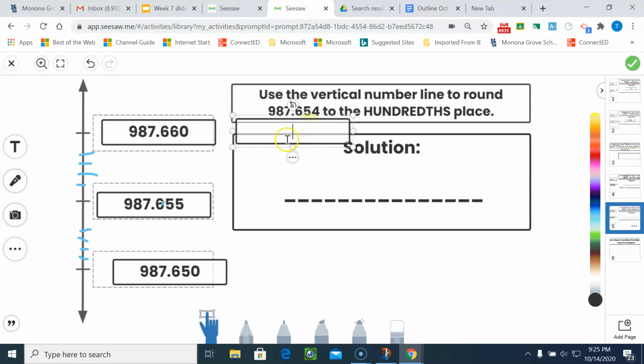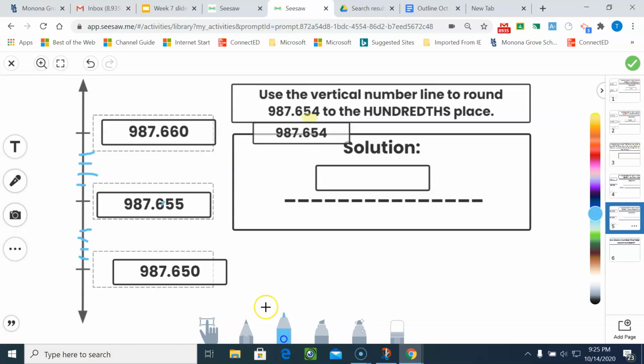You will then make a text box. You're going to take that text box and put our original number in, 987 and 654 hundredths. Shrink it down and figure out where on our number line it would be, and then your answer is going to be one of these two. Are you going to round back and keep it at the 65, or are you going to round up? Okay, so you will do that one.